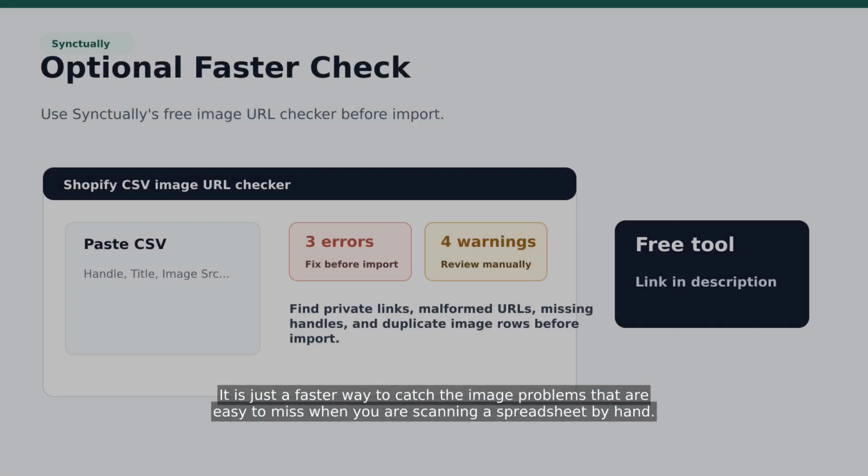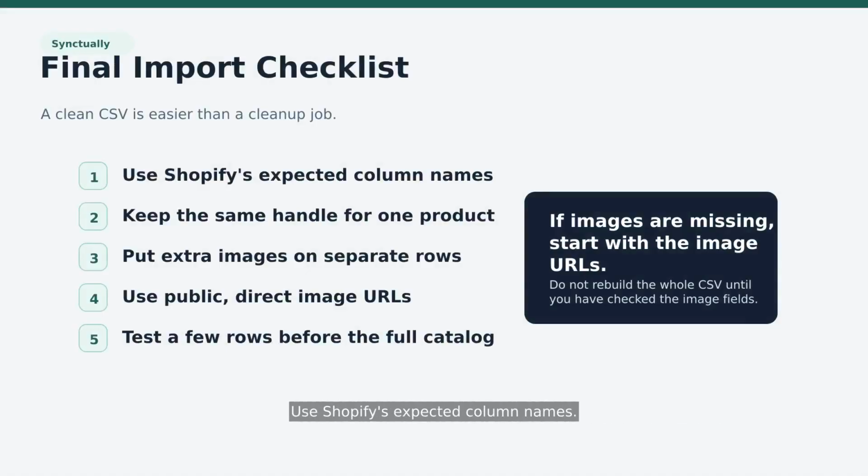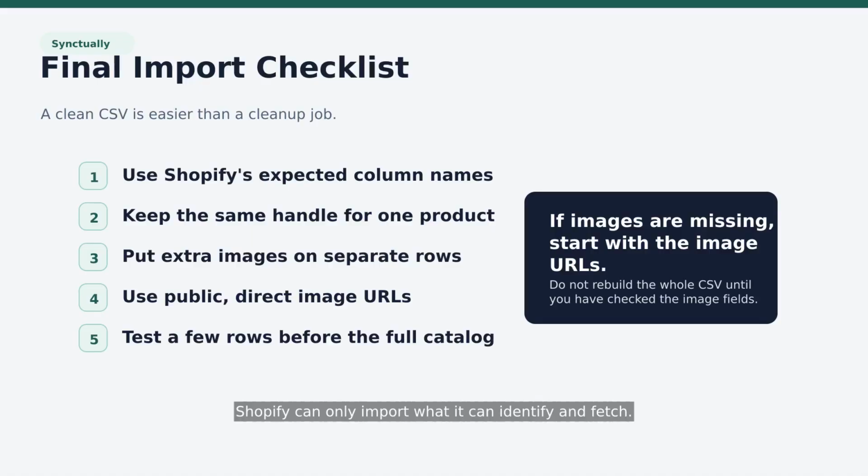Before you import products into Shopify from a CSV file, run through this checklist. Use Shopify's expected column names. Keep the same handle for rows that belong to the same product. Put additional product images on separate rows when needed. Use public, direct image URLs. Test a few rows first. And if products import but images are missing, start with the image URLs before rebuilding the whole CSV. Most image import problems are not mysterious once you separate product data from image access. Shopify can only import what it can identify and fetch.